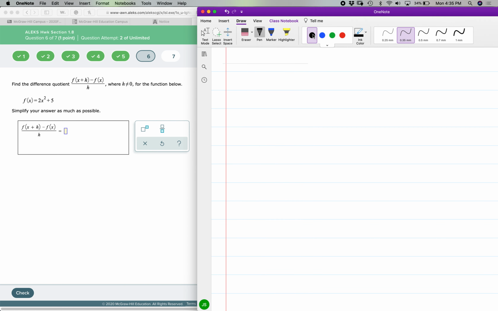Now in this item, it says to find the difference quotient, f of x plus h minus f of x over h, whereupon x does not equal 0, for the function below. And it says to simplify your answer as much as possible. So we have f of x is equal to 2x squared plus 5. So that is the f of x part.